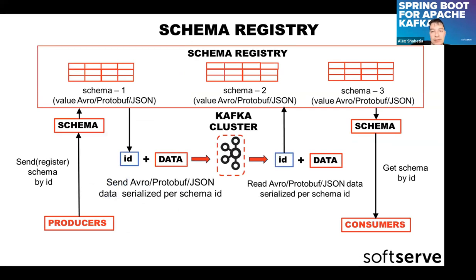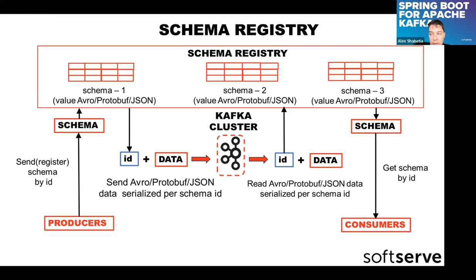Here is the architecture of Schema Registry. It works like this: we have a schema on the producer side, and this schema is sent to Schema Registry. After that, when we send messages to Kafka, we don't include the whole schema in the message. We only add the schema ID. It's all done under the hood. When the consumer receives data, it gets the schema from the schema registry and can deserialize messages read from the topic with the schema ID.